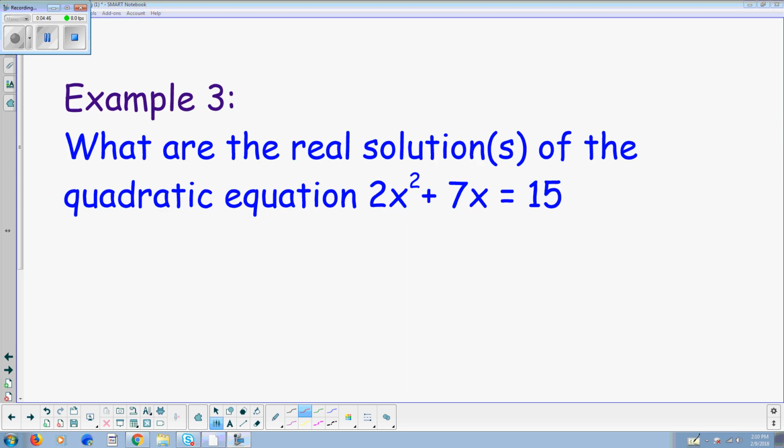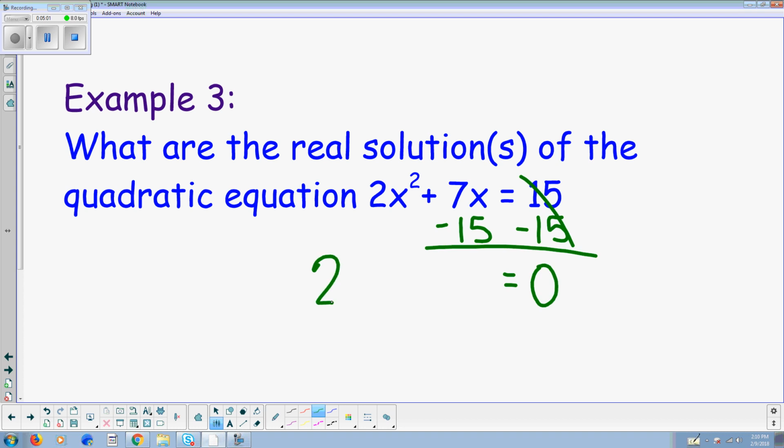Example 3 says, what are the real solutions of the quadratic equation? Again, we see that this particular equation is not set equal to 0, so our first step is going to be to subtract a 15 on both sides so that we can put this into standard form. So we're going to set it equal to 0: 2x squared plus 7x minus 15 equals 0. If we go to our calculator and graph this, we're going to examine our graph to find our real solutions. So pause the video now and graph it on your calculator, please.